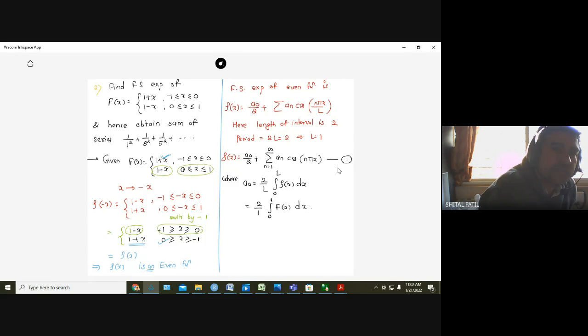F of x is written now, but two parts of the function are there. One is 1 plus x and the other is 1 minus x. So see the limits.